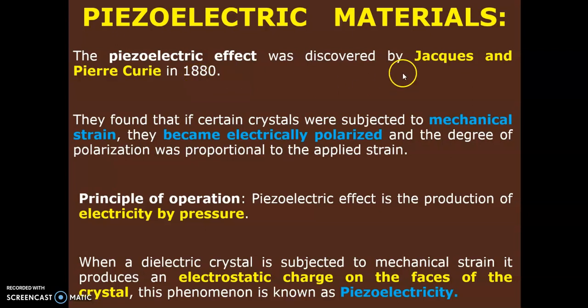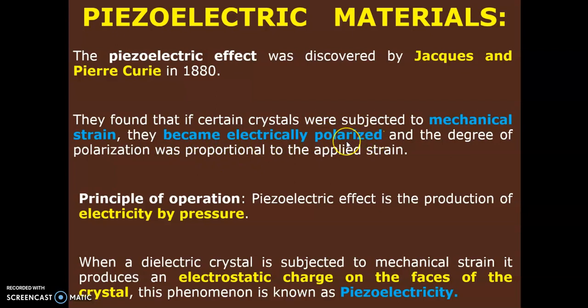Now, both scientists, Jacques and Pierre Curie, found that if certain crystals were subjected to mechanical strain, what does that mean? Suppose you are stretching rubber, and then you push it. Suppose you are pushing some table. That action is there, that mechanical force, strain, or stress you are putting. So there are materials which will produce electricity, or which will become electrically polarized.